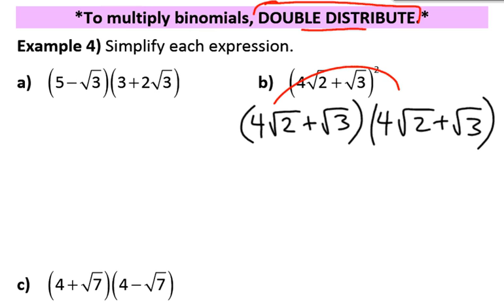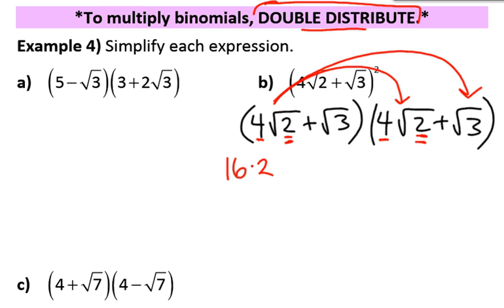So 4 root 2 times 4 root 2. Now, you're going to multiply the like terms, basically. So 4 and 4 are outside the square root, so those get multiplied to each other. So 4 times 4 is 16. Then what's inside the radical gets multiplied together. So that is square root of 2 times square root of 2, which would be square root of 4. Or you could just write times 2, since you know those square roots are going to cancel out in this case. Then 4 root 2 times root 3.